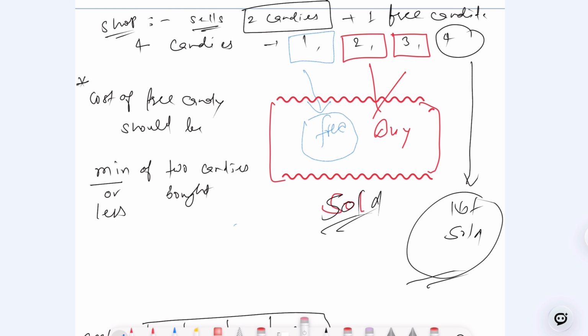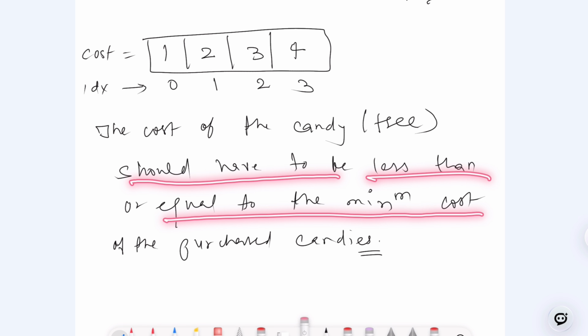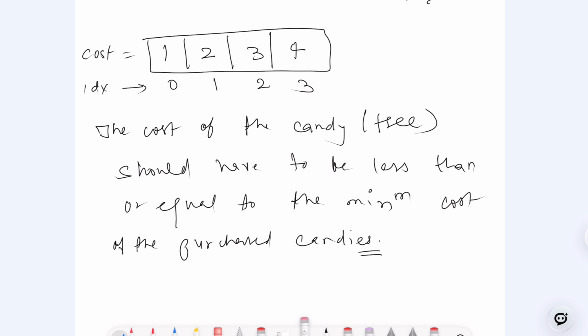So what should be the cost of the free candy? It should be less than or equal to the minimum of the two candies you bought. That is the cost of the free candy. This is your free candy. Let's understand here. Suppose this is the cost we have been given, 1 2 3 4, each candy's price, and these are the indexes of the array. So the cost of the free candy should be less than or equal to the minimum cost of the candies you bought, correct?